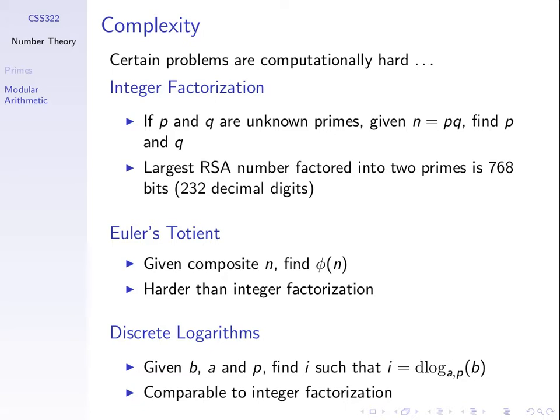Another problem is calculating Euler's totient. We saw it was quite simple. What we do is we count the numbers less than n which are relatively prime with n. You had one in the midterm exam, the totient of 24. Easy, you found it was 8. So if n is a composite number, it's not prime. If it's prime, it's easy to calculate. The answer is p minus 1.